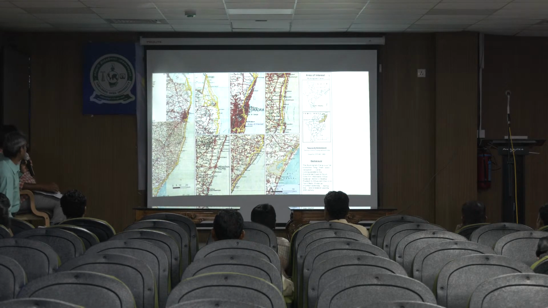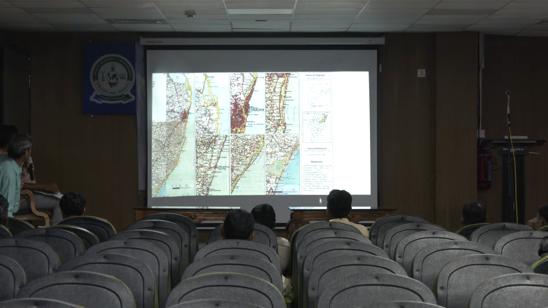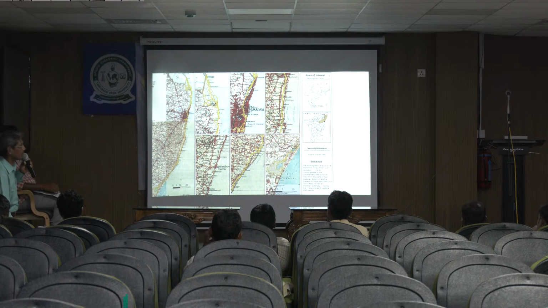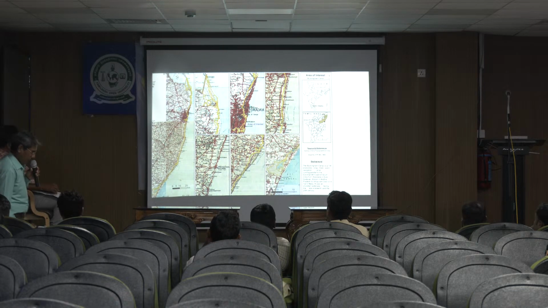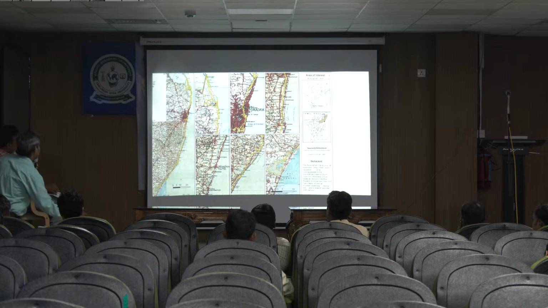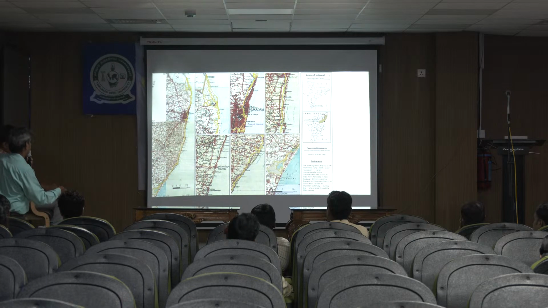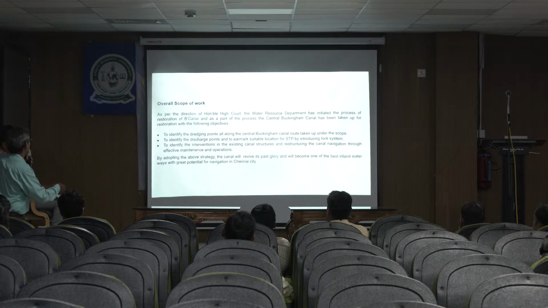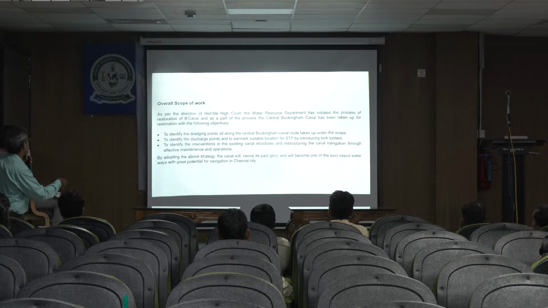So actually, this is the entire Buckingham Canal from Kakinada to Villupuram, Marakanam, up to this. What are the changes in our topographical studies? So this identified the dredging points in the Buckingham Canal route.